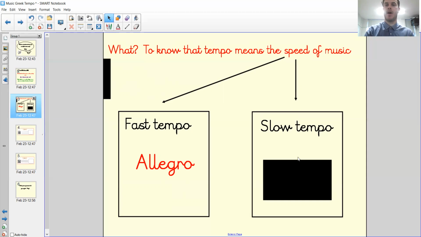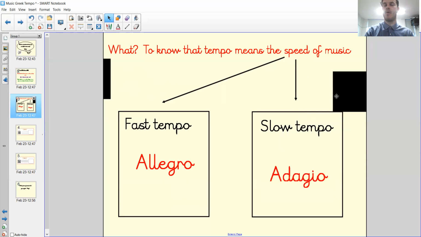On the other hand, we have slow music, music that has a slow tempo, and we call this, my turn, adagio. Your turn. Adagio. Well done. So if it's really, really fast, we'd say the tempo is allegro. If it's really, really slow, we'd say it is adagio.